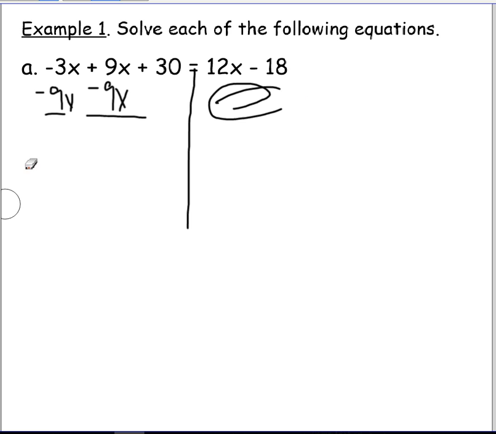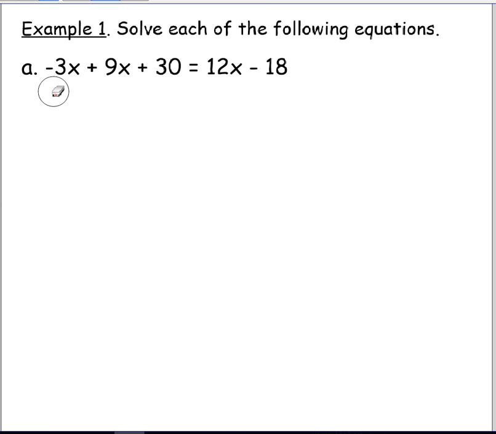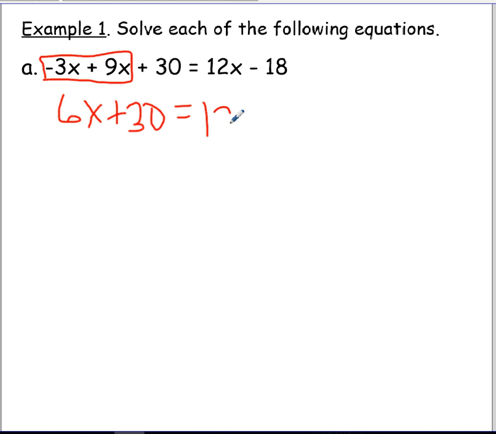So what we need to do is just think of ignoring the equal sign and combining what we have. And so we see negative 3 plus 9 for our x. And negative 3 plus 9 is 6. So that'll leave us with 6x there. And then add 30. And then that equals 12x minus 8. So there's nothing else to simplify besides combining those two x's there.